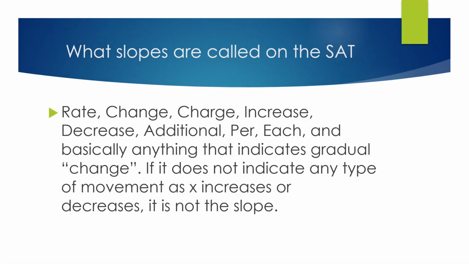So what are slopes called on the SAT? Usually the SAT won't just tell you, here's the slope. It's going to come in different terms and you have to familiarize yourself with them before the tests. So it can be rate, change, charge, increase, decrease, additional, per, each, basically anything that can indicate a change or something that changes over time, something that changes as the x changes, stuff like that. And if it does not indicate any type of movement as x decreases or increases, it's definitely not the slope. It's probably the y-intercept.